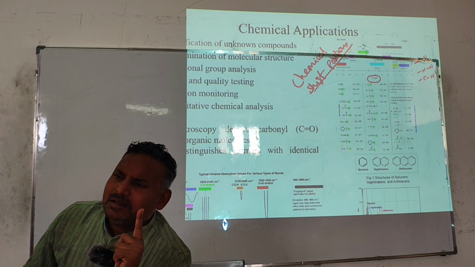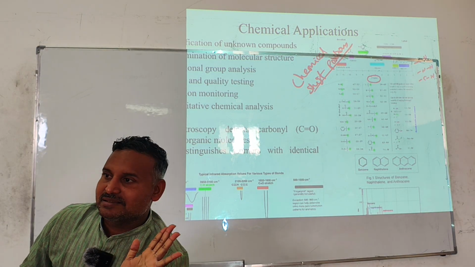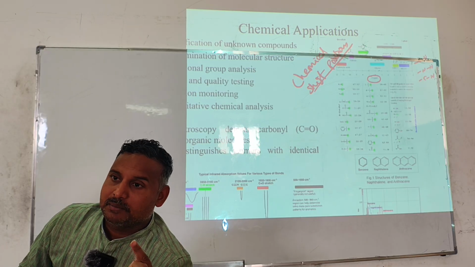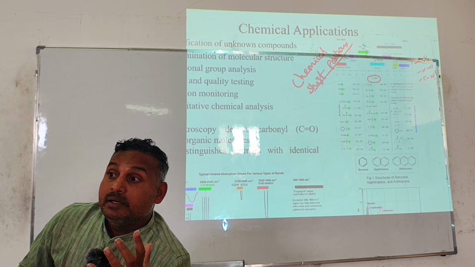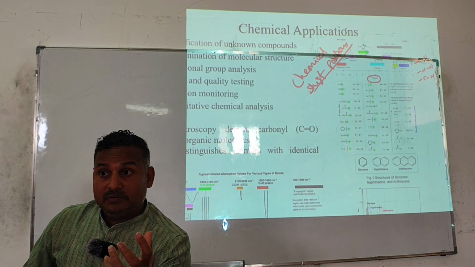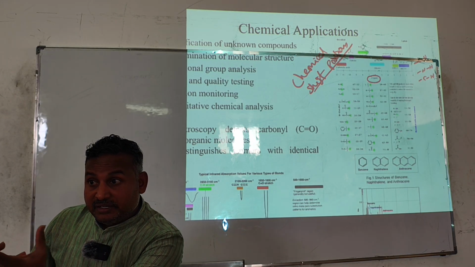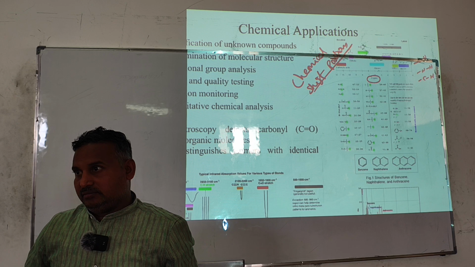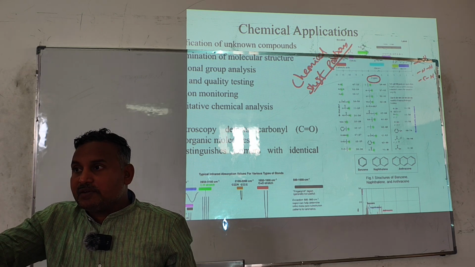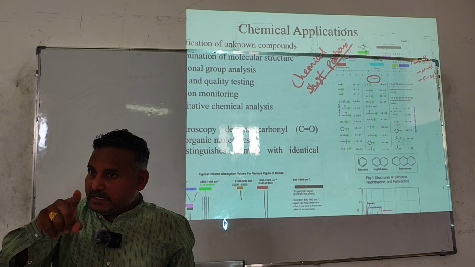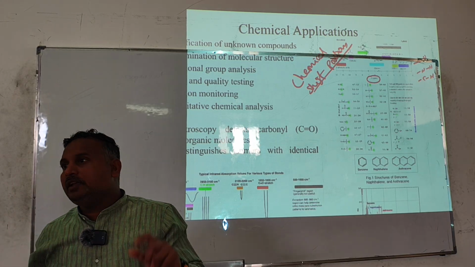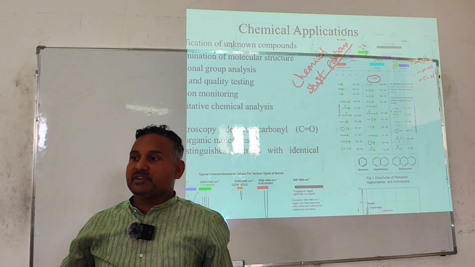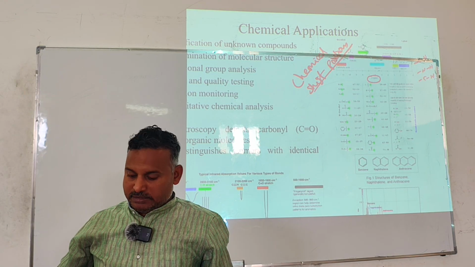If you have only one spectrum, it is useless. You will get only a single piece of information. So establishment of a structure involves interpretation of different spectra. When you want to establish the structure of an unknown compound, you need to get all the spectra: UV visible spectrum, IR spectrum, NMR spectrum and mass spectrum. Only then can you develop the structure. So, is it clear?